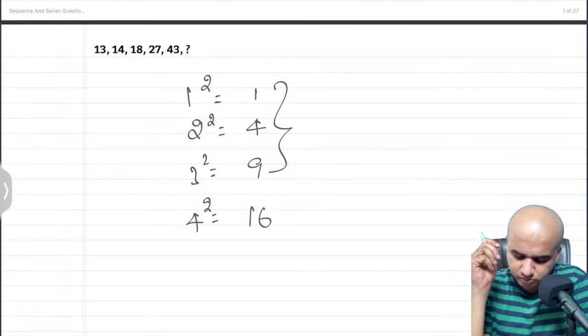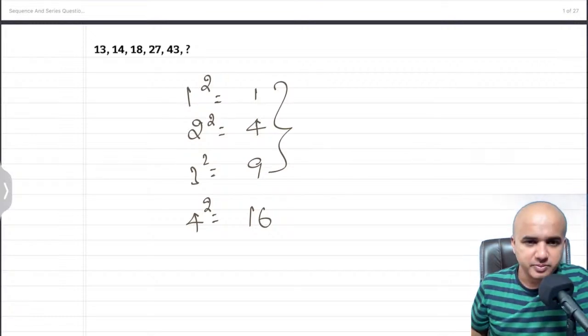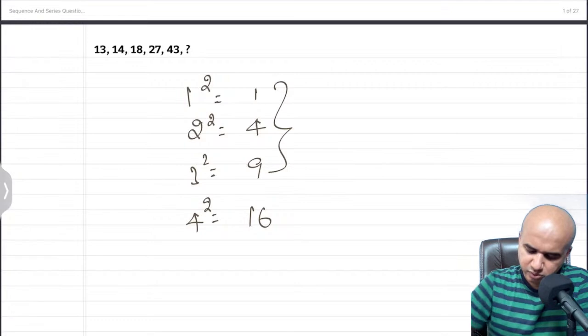16 plus, that would be difficult to arrive at. Okay, let's see. Now if I have to even consider that, 16 plus 9. So 13 plus 1 would be 14. So what can I do?